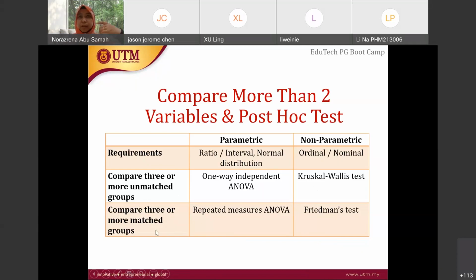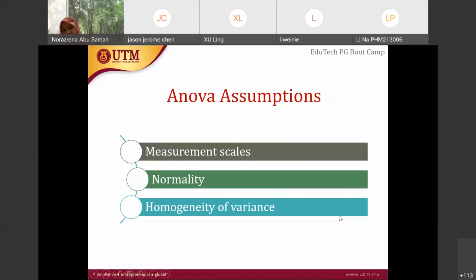But for this one, for example, you want to test the same students more than twice. You have test 1, test 2, test 3, test 4. You want to compare whether there is any improvement between tests 1, 2, 3, 4 for the same person. So this is the test you should do. The assumptions for parametric ANOVA are the same: the measurement scale must be ratio or interval, and the data must be normal and homogeneous.